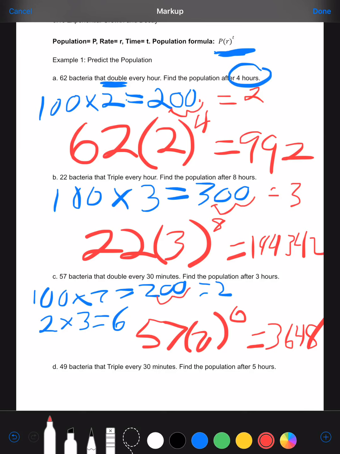So, you got to pay attention to what it's asking for. Whenever it's saying a double, multiply 100 by 2, move the decimal. If it's triple, times it by 3, move the decimal. And remember, 30 minutes, there's 2 sets of 30 minutes in an hour. So whatever your amount of time is, you're going to multiply by 2.